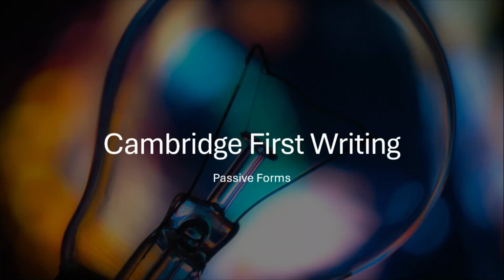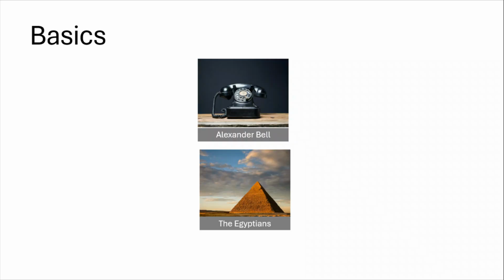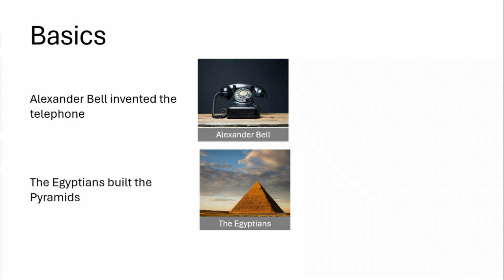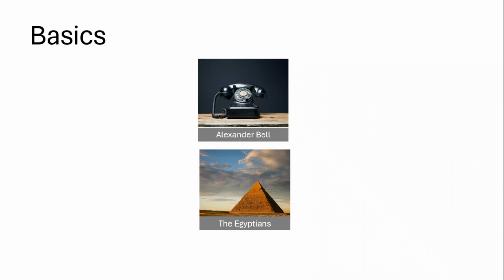Now let's take a look at how we use the passive forms. We have the telephone and we have the pyramids. The person who invented the telephone was Alexander Bell, so we just used a simple sentence here to say Alexander Bell invented the telephone. And we know that the Egyptians built the pyramids. So how can we turn those simple active sentences into something that's passive?